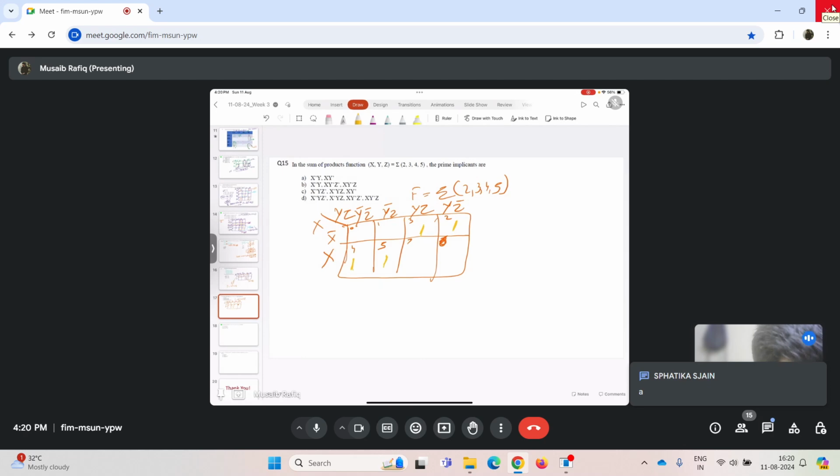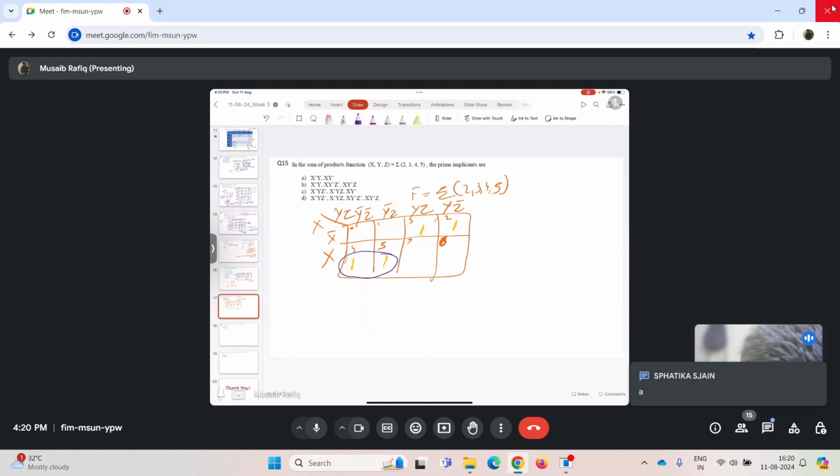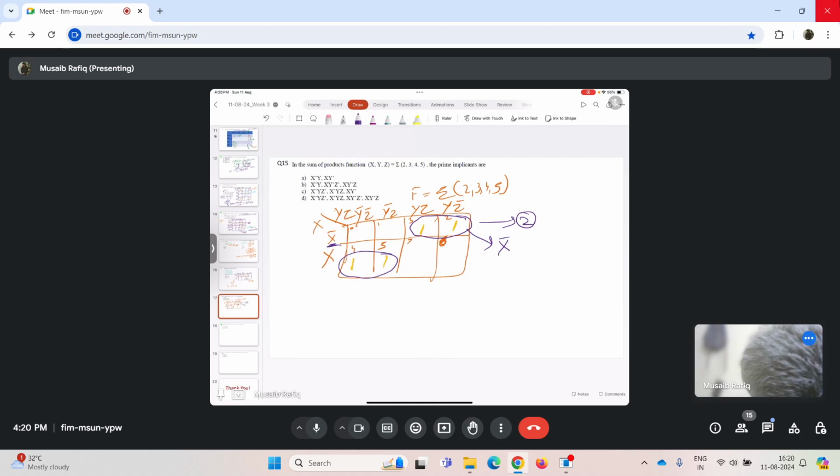So now let's look for the pairs. So you'll have this pair and this pair. So these are the two prime implicants. So number of prime implicants are 2 and they are this term, that is x bar y, and another is x y bar. So option A is the correct answer for this question.